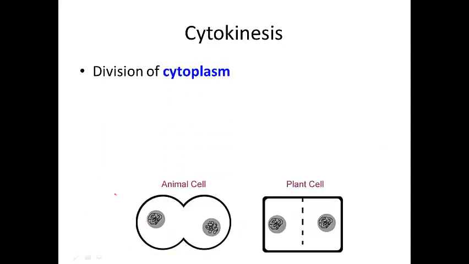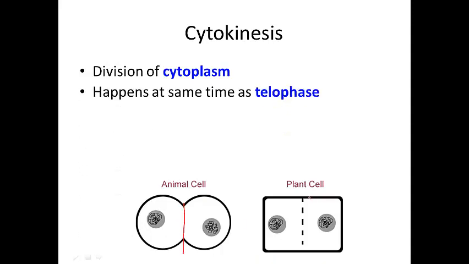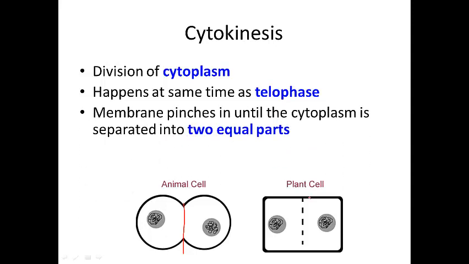Cytokinesis is the division of cytoplasm. It's dividing the cytoplasm of the cell so that there are two equal cells. This is technically happening at the same time as telophase, although it's a separate part from mitosis. So the membrane is basically going to pinch until the cytoplasm is separated into two equal parts. Each side will have the same amount, but it's a little bit different in plants. We'll see that on the next slide.